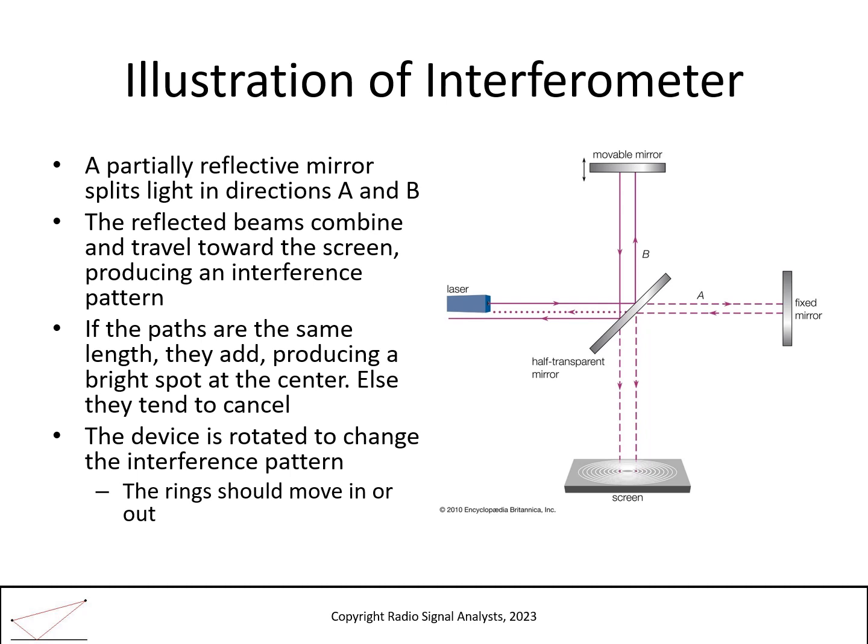The movable mirror is adjusted to calibrate the pattern, then locked down so that the pattern is fixed. If the path lengths are the same length, they add, producing a bright spot at the center. Otherwise, they tend to cancel, producing a dark spot at the center. Concentric bands of light and dark rings surround the center of the screen. The interferometer is then rotated to sense a change in the interference pattern, such as might be observed by the movement of the Earth through the ether. The rings should move in or out, indicating a change in path length due to waves passing through a moving medium.